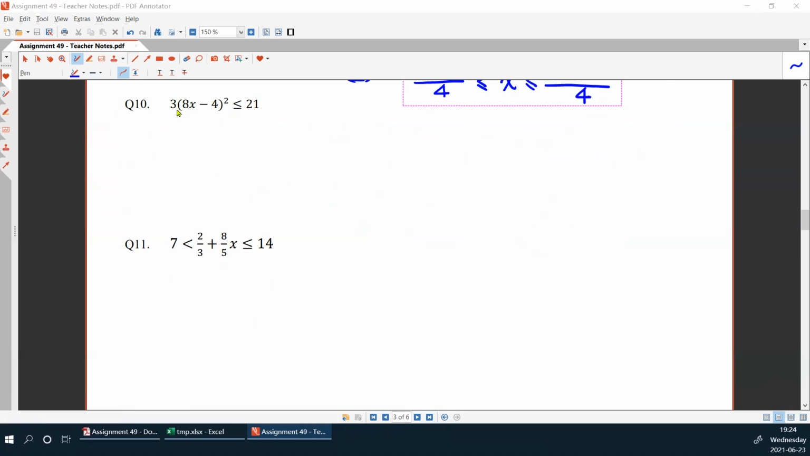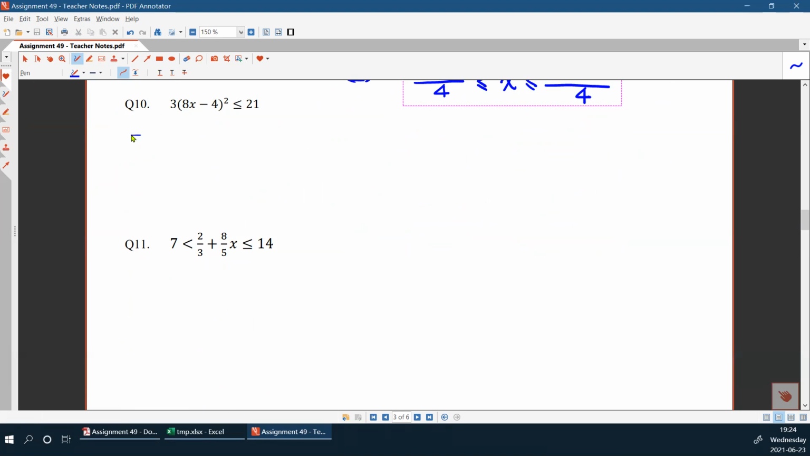Again, this is an inequality that involves something squared, so we can consider separating x and the constants. So we can divide both sides by 3. The original inequality is equivalent to (8x minus 4) squared less than or equal to 21 over 3, which is 7, right? And because both sides are non-negative, this is equivalent to the square root of the left-hand side being smaller than or equal to the square root of the right-hand side.